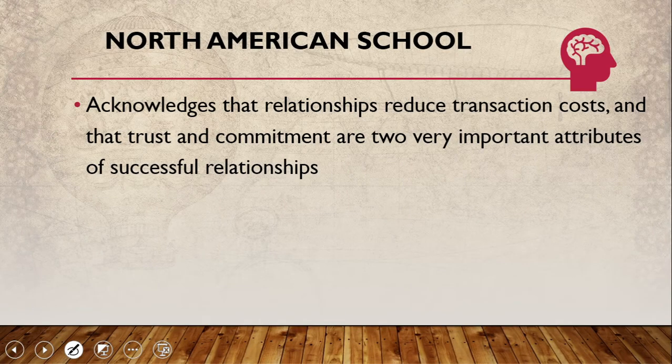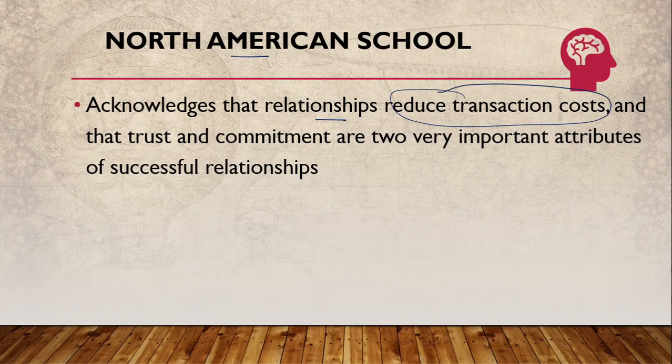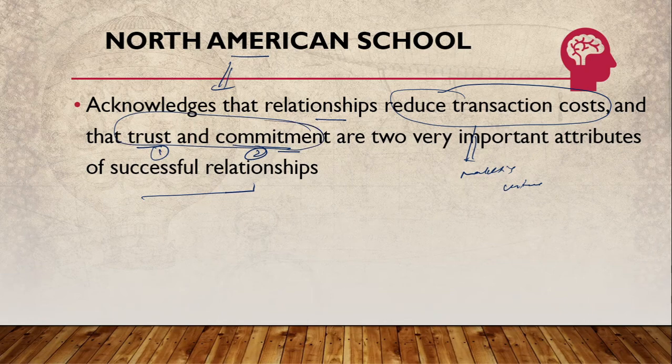Next is the North American school. What they say is relationships reduce the transaction cost. As we have just discussed in the first slide, the marketing cost is reduced if you have a good customer relationship. This is what it says. And that trust and commitment are the important attributes of successful relationships. This we all know by default, and this is what the North American school says, that trust and commitment are very essential for successful relationships.